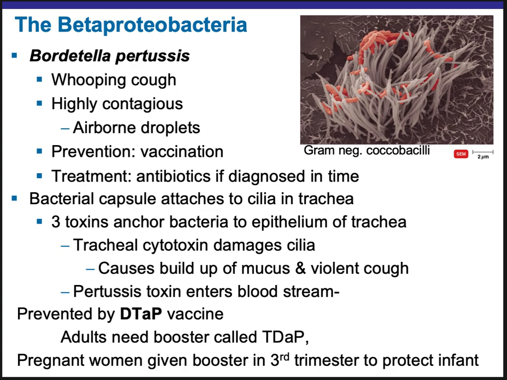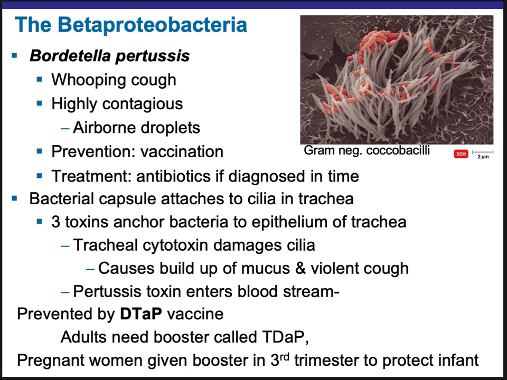So as I mentioned, the 3 toxins anchor the bacteria to the epithelium of the trachea, specifically on the cilia, and that's shown here in this image in the upper right corner. And so first you have the tracheal cytotoxin, which directly damages the cilia. And if cilia are not able to function, then you're going to get a buildup of mucus. That mucus becomes very thick. And that is actually what causes the airway to close up. Well, that's part of it. You also will have inflammation, which contributes to narrowing of the airway.